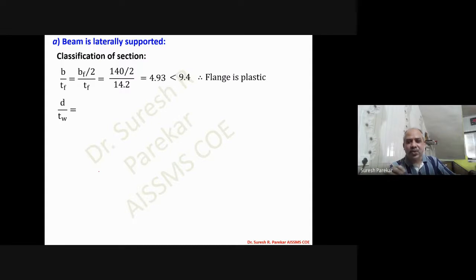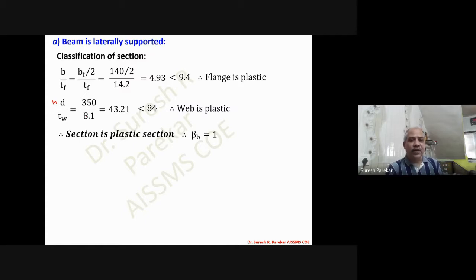Here I have not shown the table, because now we are familiar. When we were with compression member, we considered those clauses or values given in the IS code by cutting that portion. Here we have not considered it, because now we are well familiar with table 2. Now D by TW, that is H by TW, where H means overall depth, and then we have 350 upon 8.1, which is less than 84, and therefore we have web also plastic.